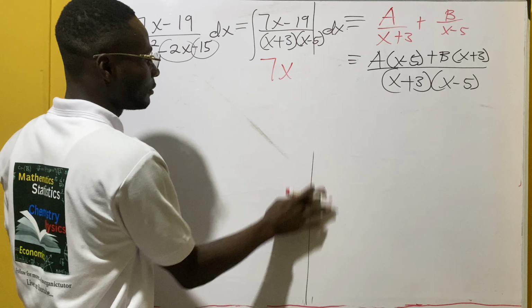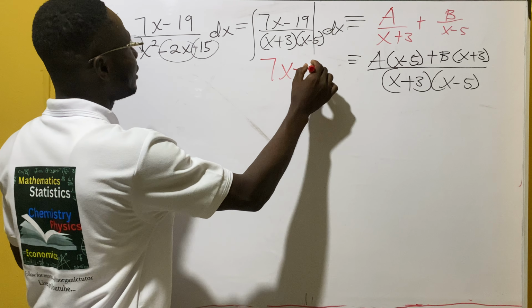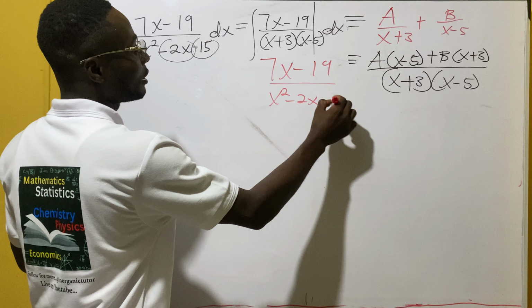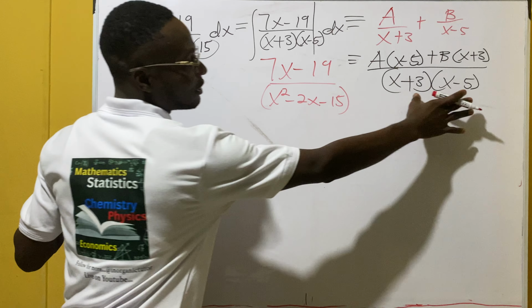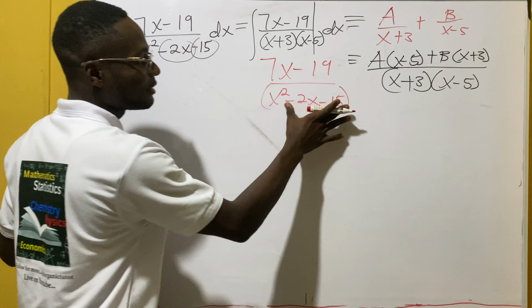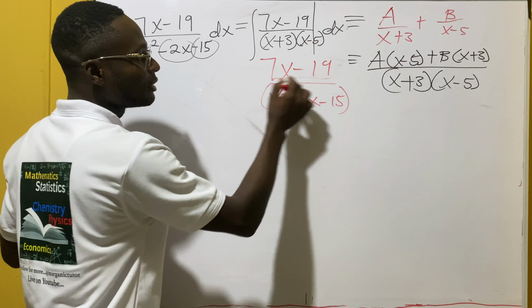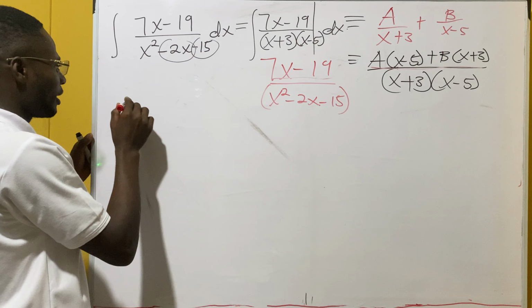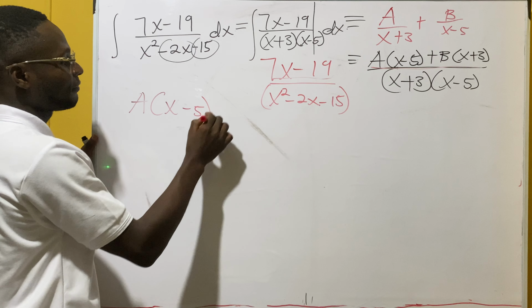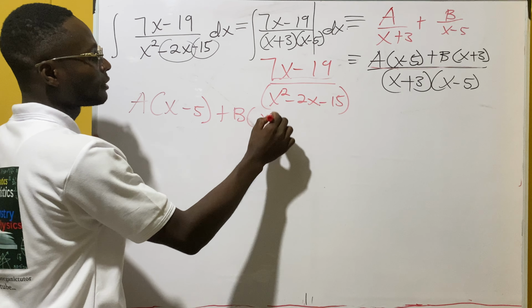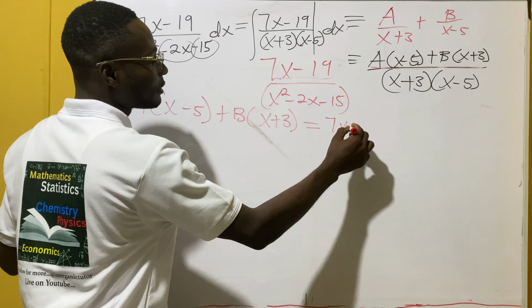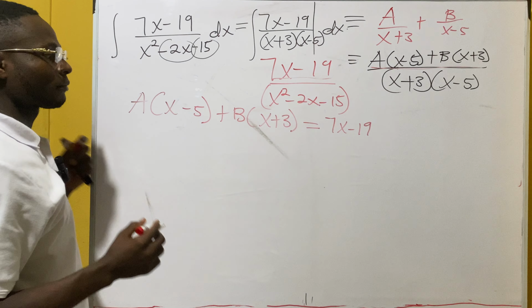So 7x minus 19 over x squared minus 2x minus 15. Of course, this is the same as this, so this here we can factorize. Since the denominators are the same, we equate this and that. So we have A into x minus 5 plus B into x plus 3, and that should be equal to 7x minus 19.